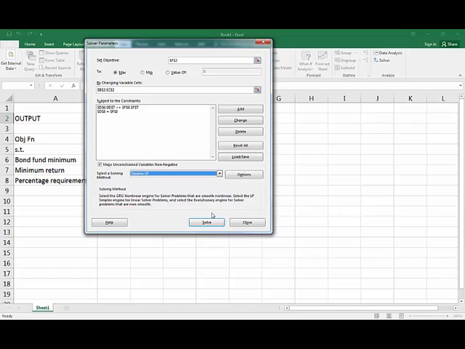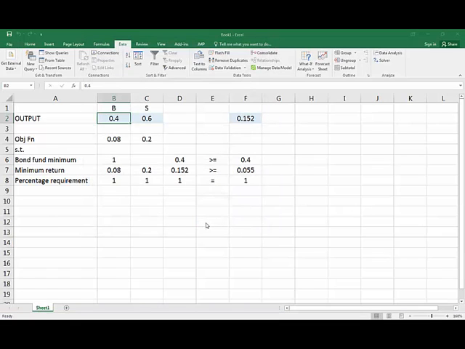Click solve, and we see that we want to put 40% into bonds, 60% into stock for a return of 15.2%. All right, so that is able to solve that with no problem. Notice that the bond thing is the thing that's really restricting us, because we said we wanted to put at least 4% into the bond. Right.